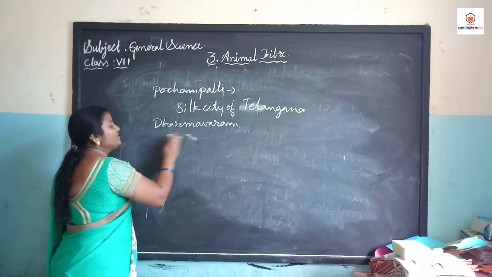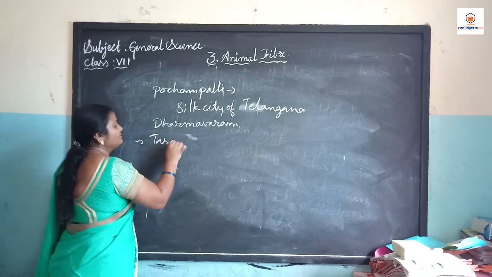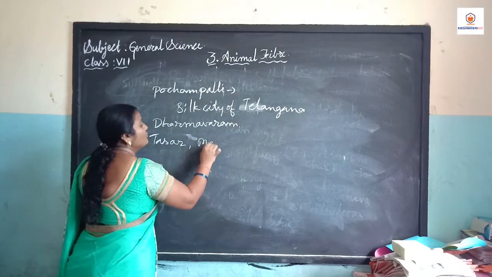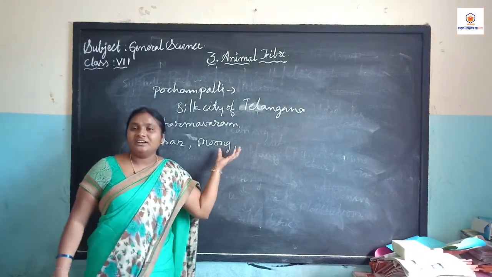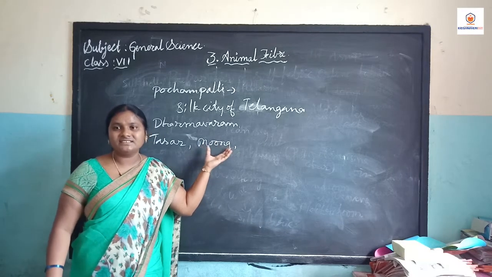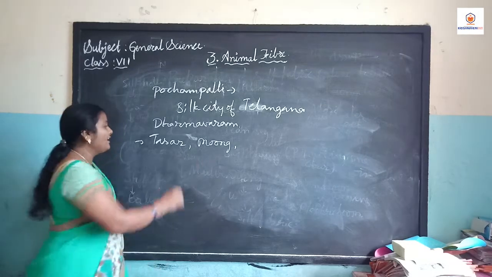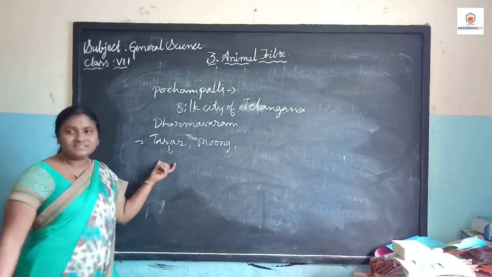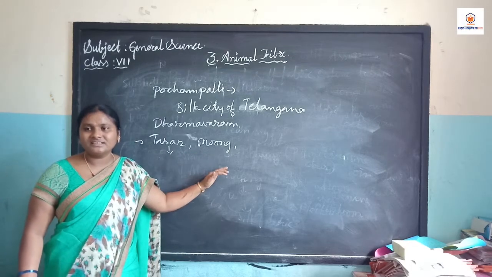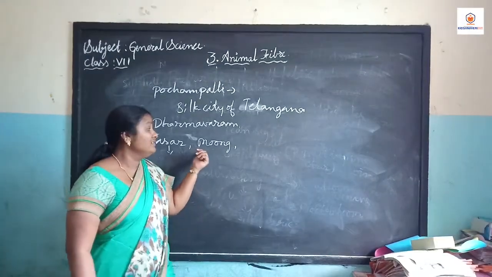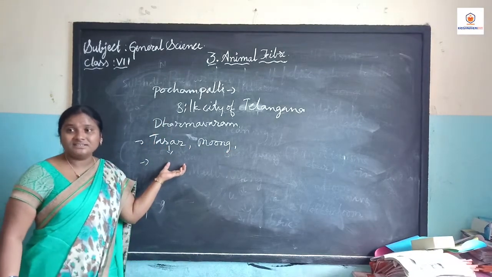Not only these, children, a variety of silks are there. Among them are Tussar silk, Muga, and many other varieties of silk fabrics. These are very well famous. And in Telangana, Tussar is the very well famous silk. This is a silk story.